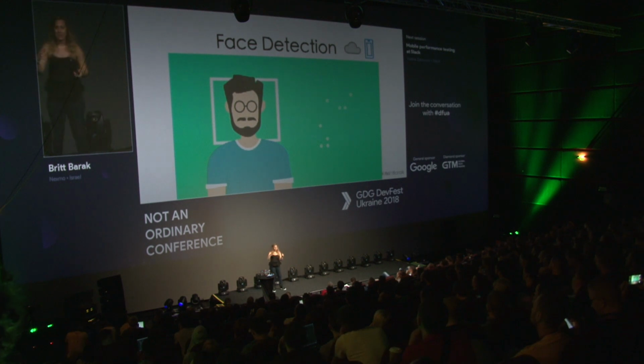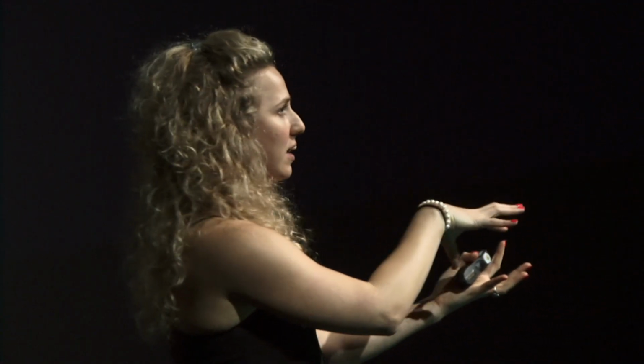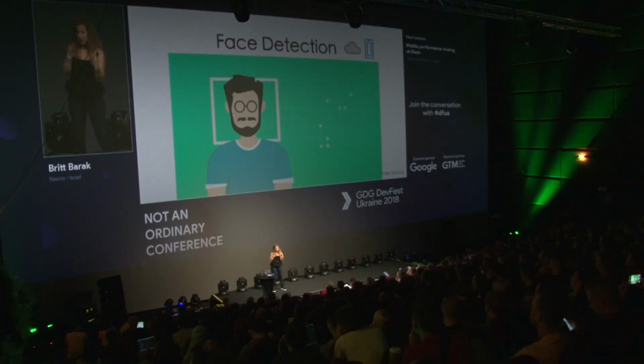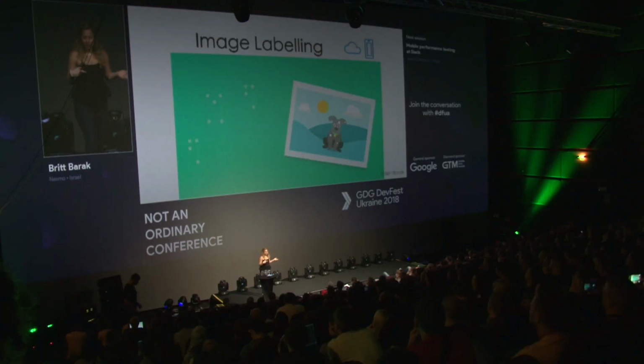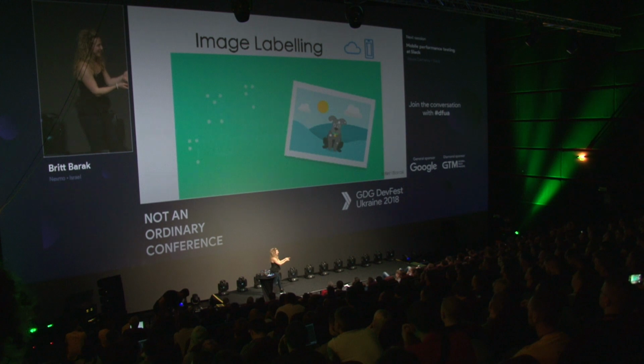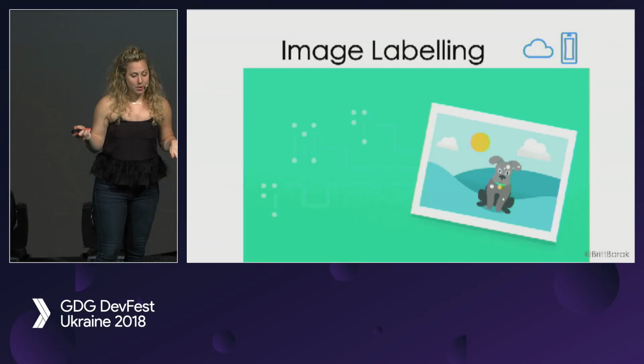Face detection basically means understanding that in this image we have a face, and it gives me where the eyes are, where the nose is, whether I'm smiling or not, what the angle of my face is, stuff like that. Then barcode scanning: taking a picture of a barcode and extracting the information that this barcode has. We have image labeling, which, once again, we'll discuss in a few minutes, which is taking an image and understanding what objects are in it.